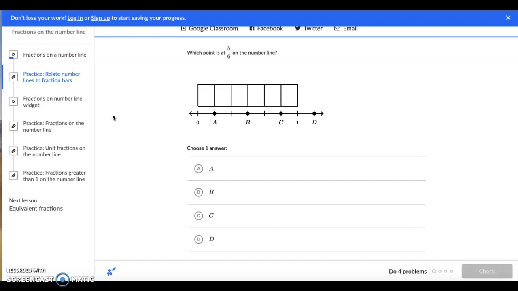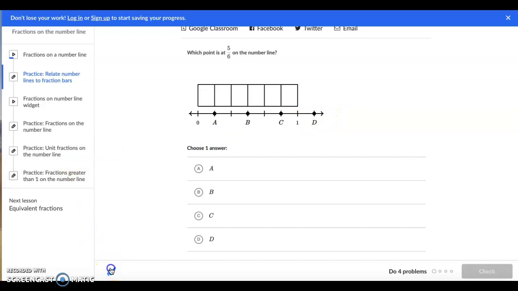I am going to be reviewing what we talked about yesterday with models using linear and area models. So today we're going to look at some fractions and use our area and linear model to help us put our fractions on them. So we'll start with 5/6. Which point is at 5/6 on the number line? We have to figure out which one of these points is 5/6.